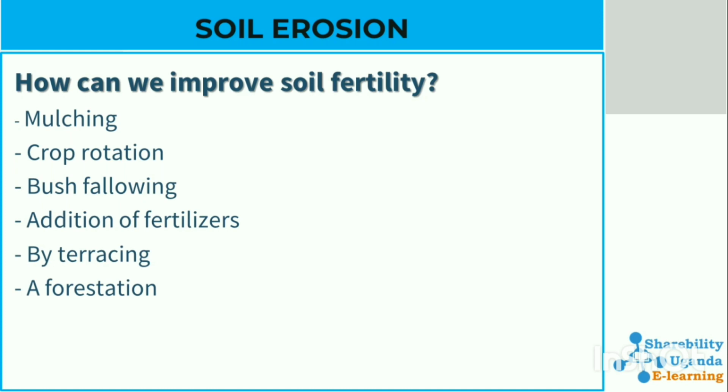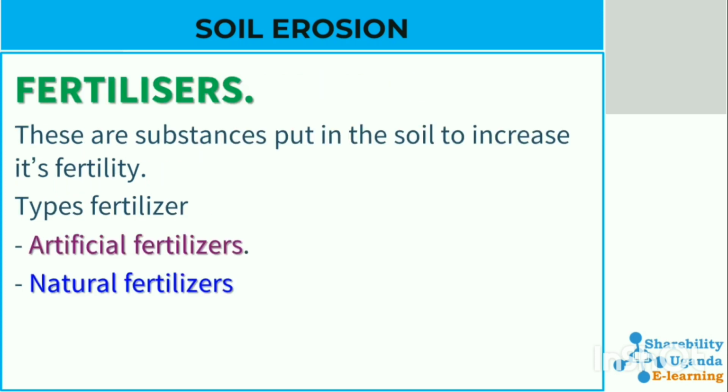How can we improve soil fertility? Mulching is one of the ways we can improve soil fertility. We have defined mulching, its advantages and disadvantages. Then crop rotation, the planting of different crops within different seasons. Bush fallowing, we defined it as giving land a resting period to regain its fertility. Then addition of fertilizers, terracing, and afforestation.